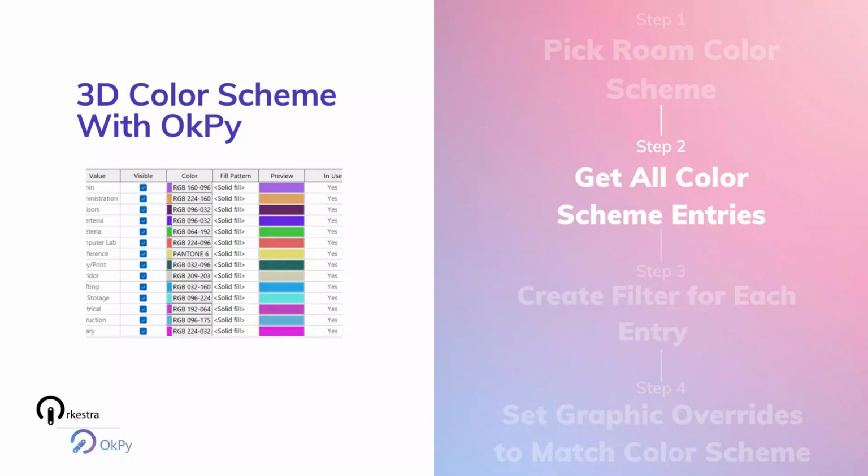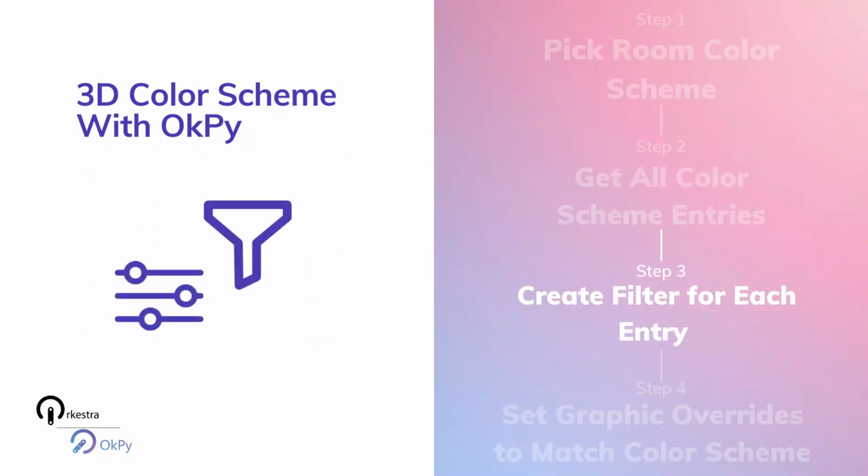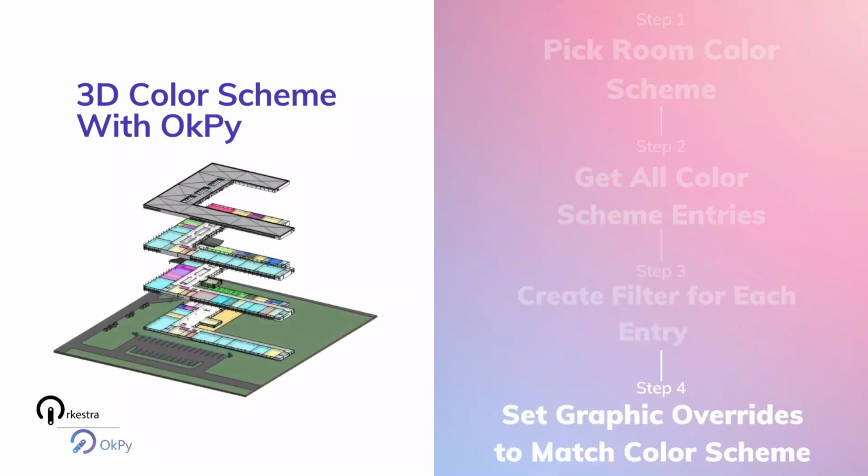Then what we're going to be doing, again, is mimicking the behavior of the color scheme in 3D, because there's no real way to do so. So we're going to be creating filters based off the color scheme settings. We're going to be creating filters that use the same parameter values and attach the same colors to them. And then we're going to have to set those graphic overrides to match the exact visibility settings of the color scheme. All right, without further ado, let's do this.